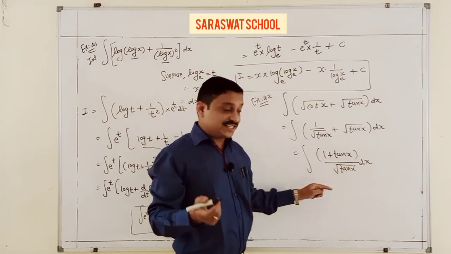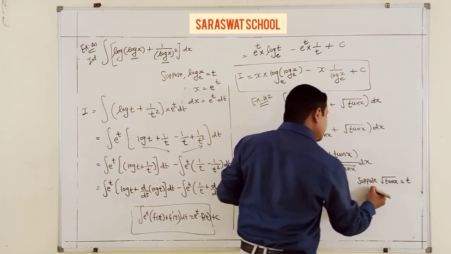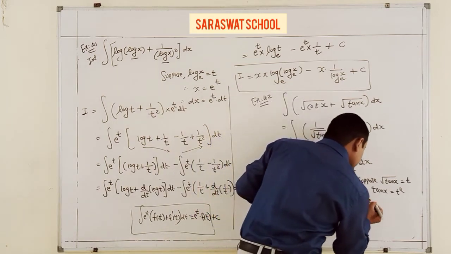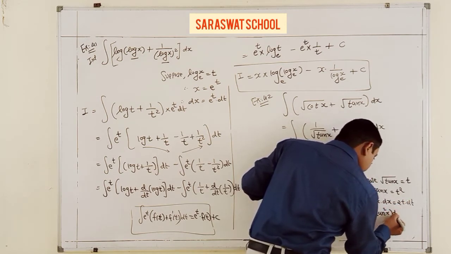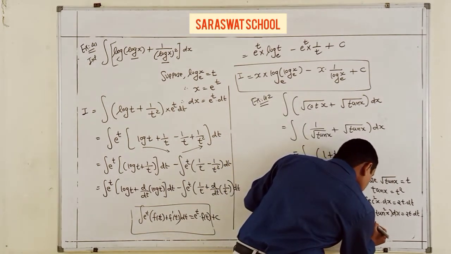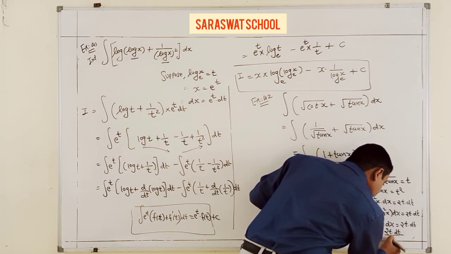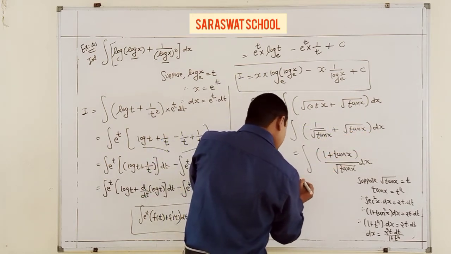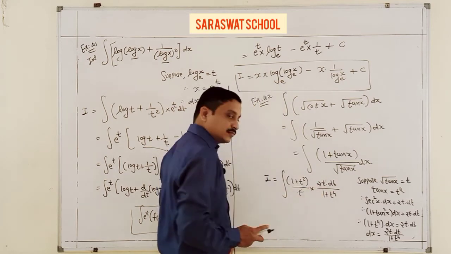So students, here root tan x is the substitution. Suppose root tan x is t. So what is the tan x? t square. And now take the derivative. So sec square x dx is 2t dt. Sec square x is 1 plus tan square x, and what is the tan x? t square. So here t to the 4. So 1 plus t to the 4 dx equals 2t dt. In short, dx is equal to 2t dt upon 1 plus t to the 4. Then I attach dx here. So my integration is 1 plus t square over t, and it is 2t dt over 1 plus t to the 4. This is the answer, the other as it is.